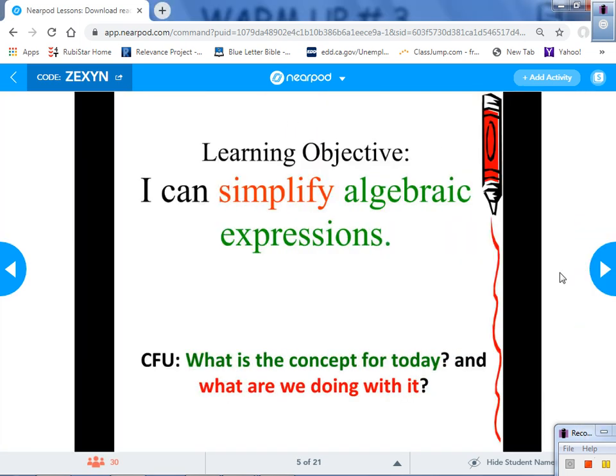But let's get started. Our objective for today: I can simplify algebraic expressions. Once again, I can simplify algebraic expressions. Tell your neighbor the main concept or idea for the lesson. Yeah, some of you read the objective again. No, the main idea is what? Algebraic expressions. And what are we doing? We're simplifying. We're done with the other stuff, okay?